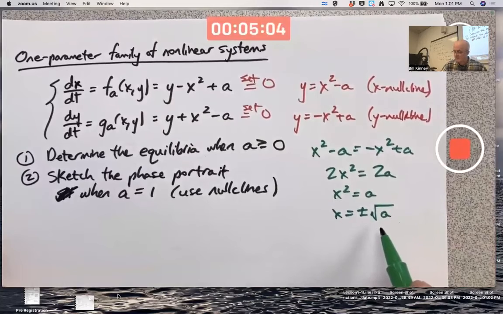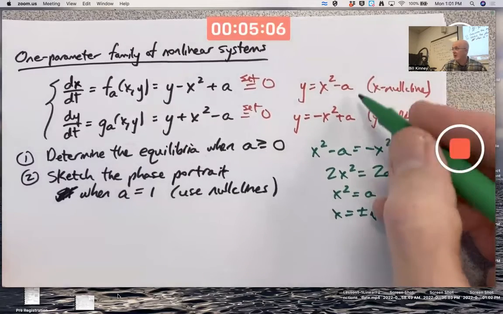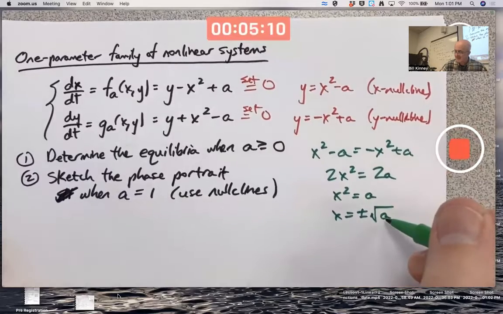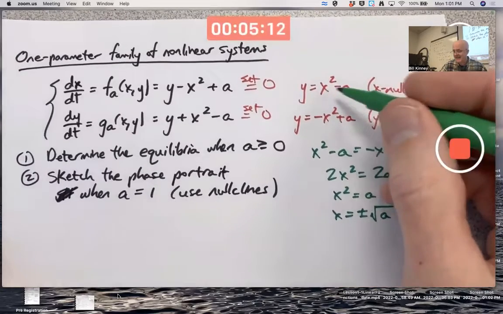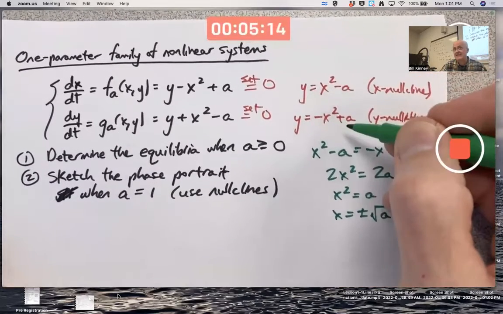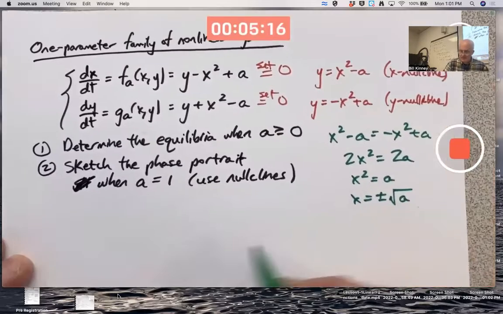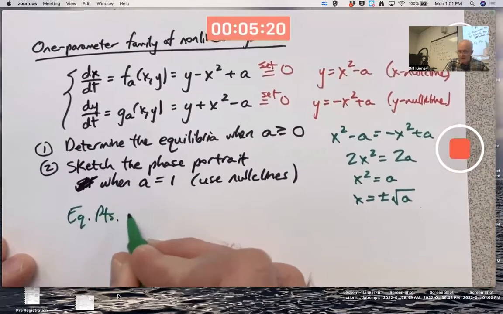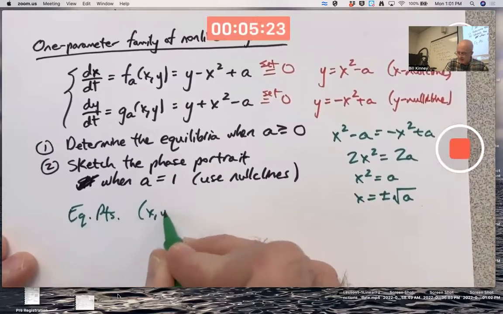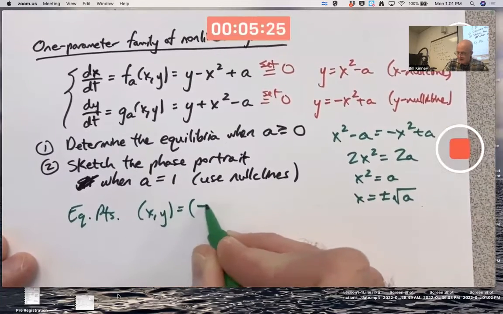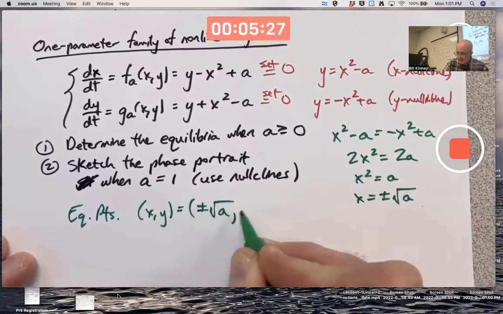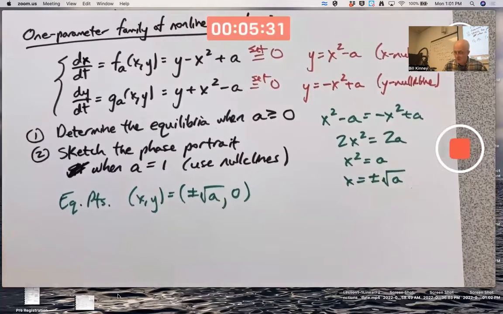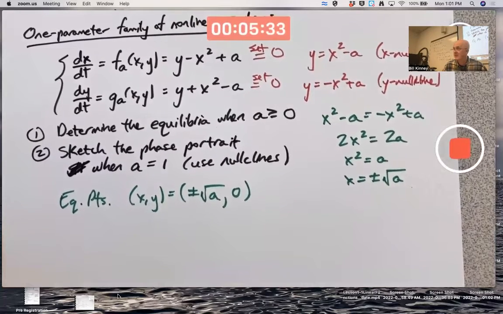To find the y coordinate, plug those back into either equation and you get y equals 0. Right? Square that, you'll get a. A minus a is 0, also negative a plus a is 0. So your equilibrium points, the xy coordinates are plus or minus square root of a, comma 0. They are on the x-axis. When a is 1, that's plus or minus 1, comma 0.